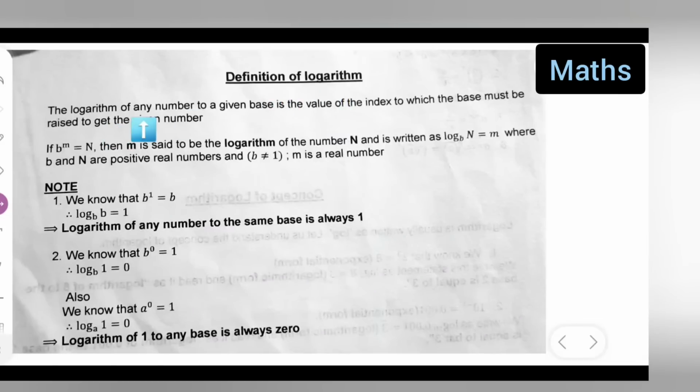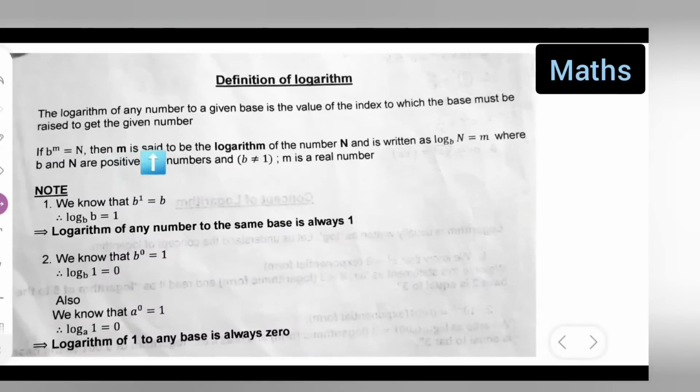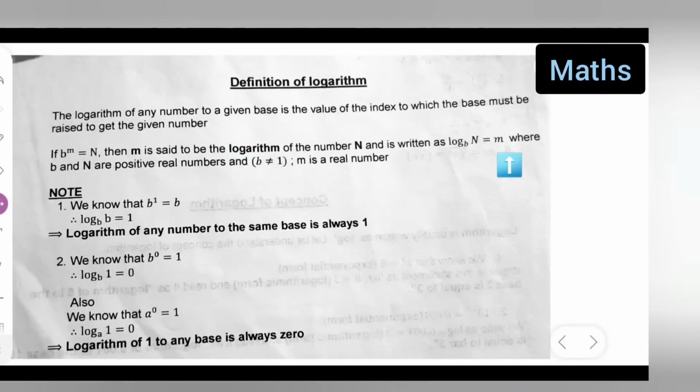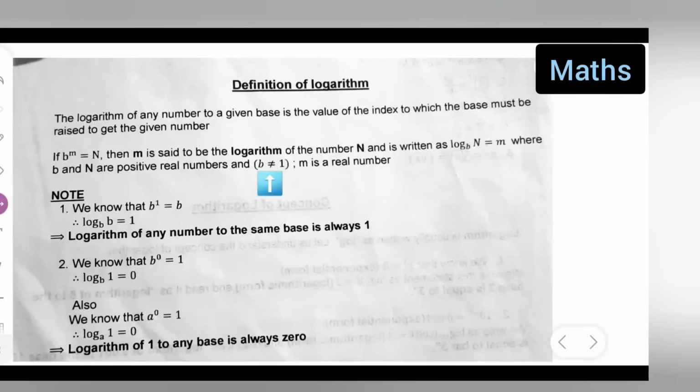The logarithm of any number to a given base is the value of the index to which the base must be raised to get a given number. So if b raised to power of m is equal to n, this is an exponential form, then m is said to be the logarithm of the number n, and is written as log of n to the base b is equal to m, where b and n are positive real numbers and b is not equal to 1. m is a real number.